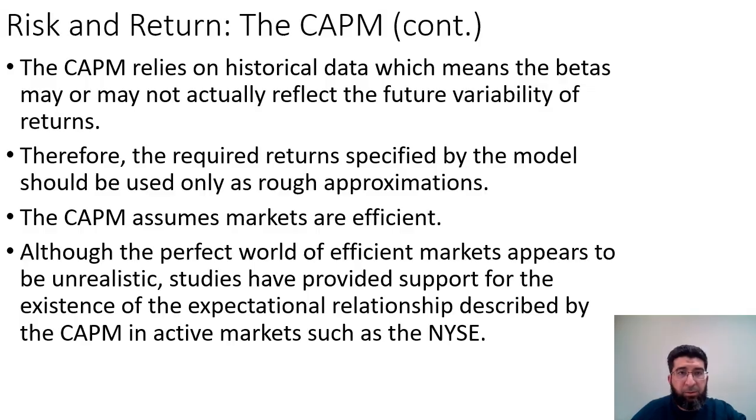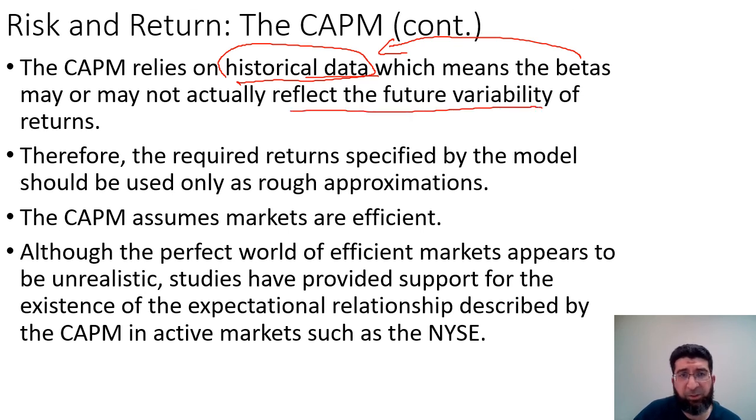Now, the CAPM basically relies on historical data. We have no alternative to this. Many sophisticated systems exist, however most of the research and most of the calculation still depends on historical data. Since betas depend on historical data, we cannot expect them to reflect the future variability of returns. So the assumption that past data can predict the future restricts the generality of CAPM for everyday assessments of stocks or investment decisions. So we can use it only as a rough approximation.